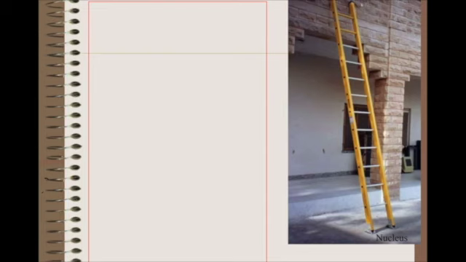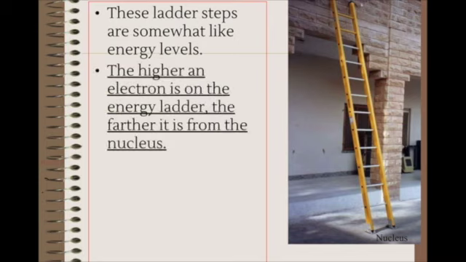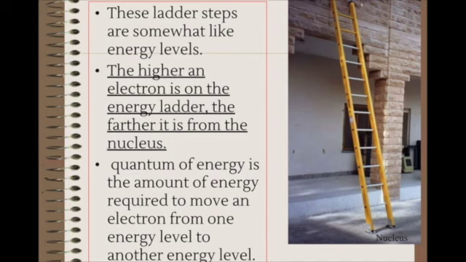Basically, if we look at it like a ladder, the nucleus is at the bottom of the ladder, and the energy levels are like the steps. The higher an electron is on the energy ladder, the farther away it is from the nucleus. It takes a lot of energy to climb to the top of the ladder. You only need one step to get to the first level above the ground, but it takes a lot more energy to get to the very top. It's the same with electrons. They have to have a lot of energy to get to the top.